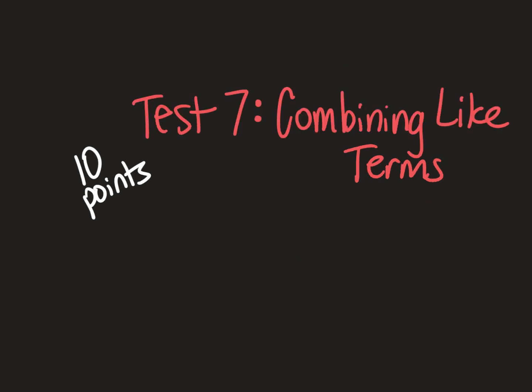For your 100 equations unit, test number 7 is combining like terms. There are 10 questions and therefore 10 points that you can add to your total.